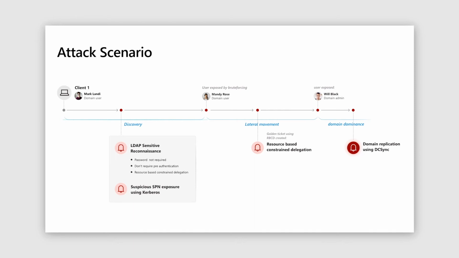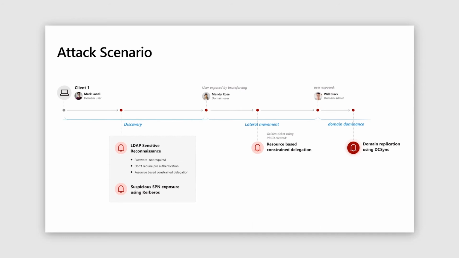With the user exposed after the successful Kerberoasting, the attacker managed to crack Mandy Rose's password offline using a brute force tool. Now, once the attacker got Mandy Rose's password, they can perform creation of a golden ticket using RBCD to get the TGT for the third user, Will Blank.